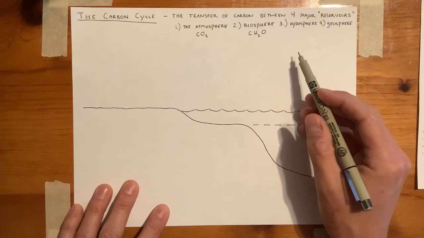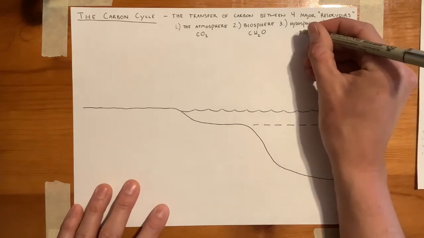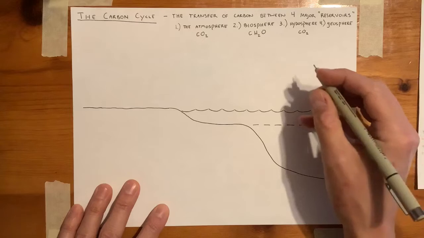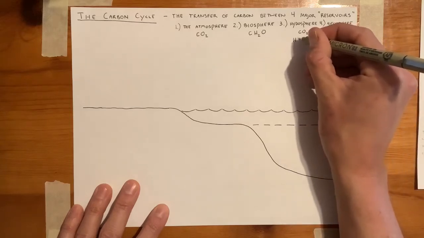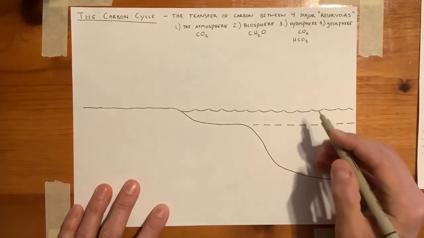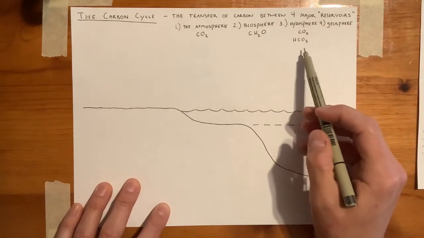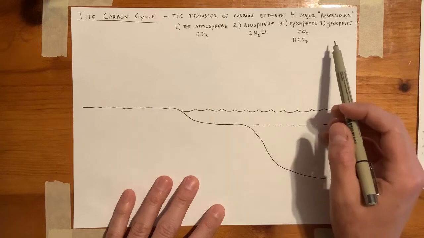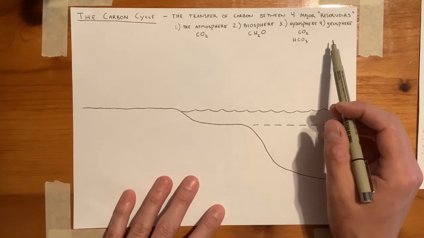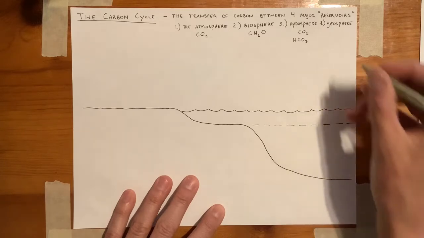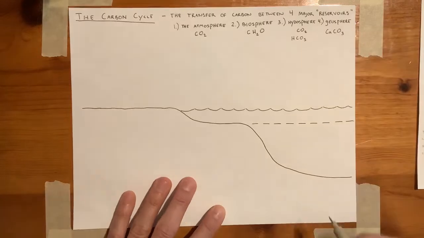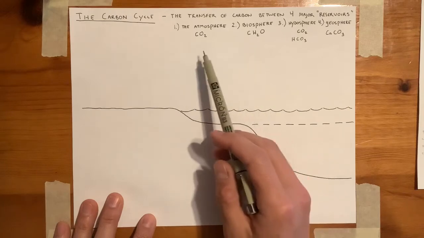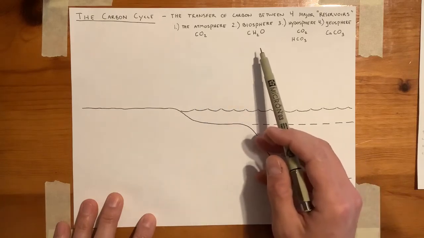In the hydrosphere, carbon can exist either as dissolved gas in ocean water as CO2, or it can also exist in molecules called bicarbonate, HCO3. And there's several other molecules that exist in the ocean that have carbon in them that we may or may not get to. And then finally, in the geosphere, carbon locked up in rocks is often in the form of calcite, calcium carbonate. Okay, so part of this transfer of carbon between these reservoirs is going to be changing forms between gas, organic matter, and rocks.